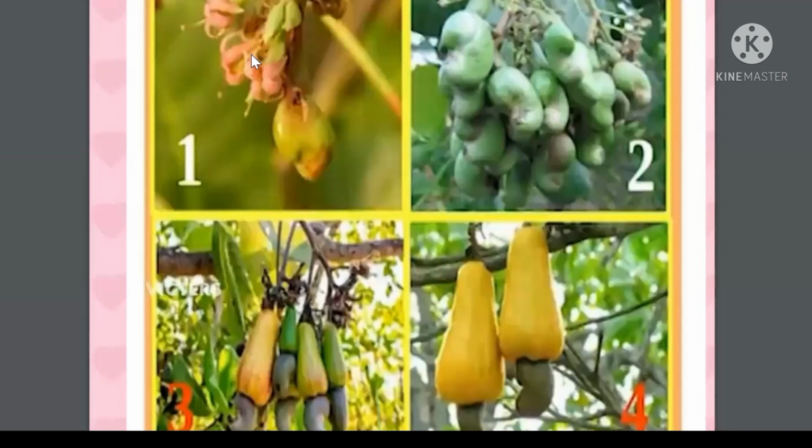Okay, in the first picture we can see the flower of the cashew. Second picture, the slight formation of the seed. And in the third picture we can see the edible sweet portion. Fourth picture, the actual fruit.